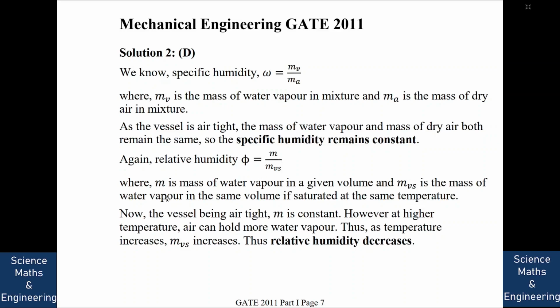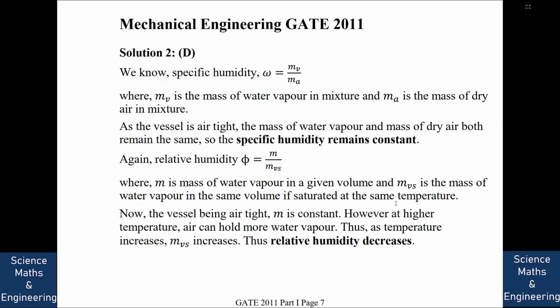Now relative humidity phi is what? m by mvs, where m is the mass of water vapor in a given volume and mvs is the mass of water vapor in the same volume if saturated at the same temperature. That means mvs is the capacity of the air to hold water vapor. If the temperature increases, the capacity of the air to hold more water vapor increases, so mvs would be more as temperature increases.